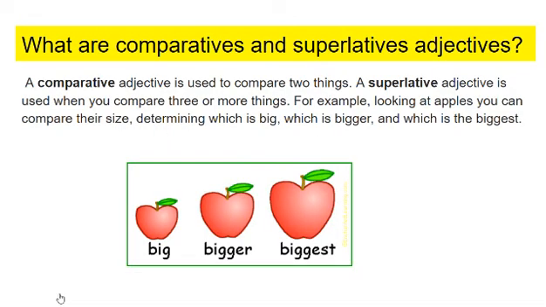What are comparative and superlative adjectives, and when do we use them? A comparative adjective is used to compare two things. A superlative adjective is used when you compare three or more things. For example, looking at apples, you can compare their size, determining which is big, which is bigger, and which is the biggest.